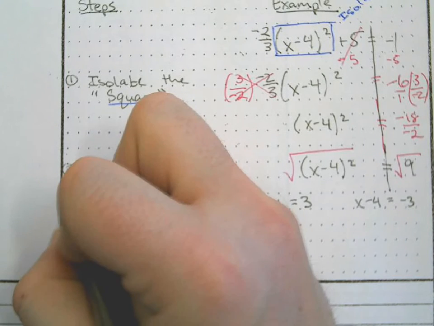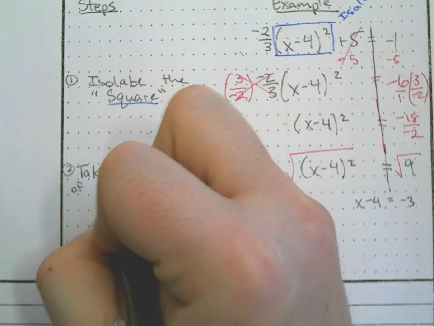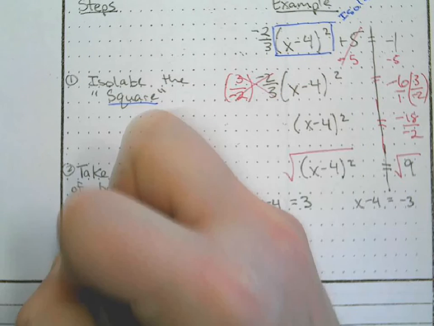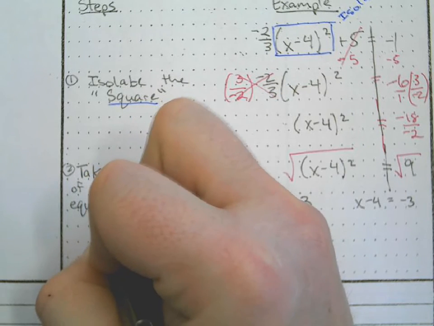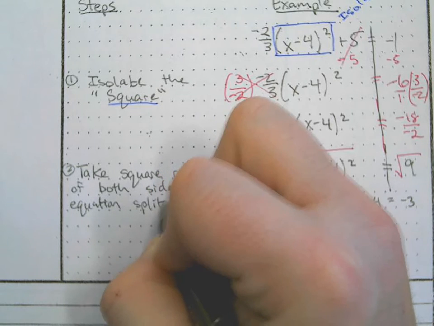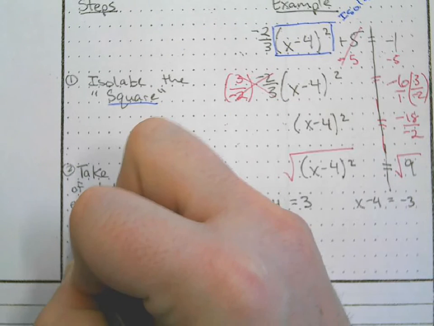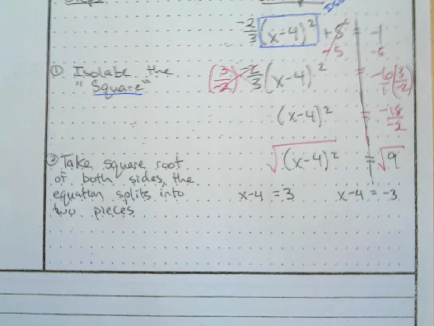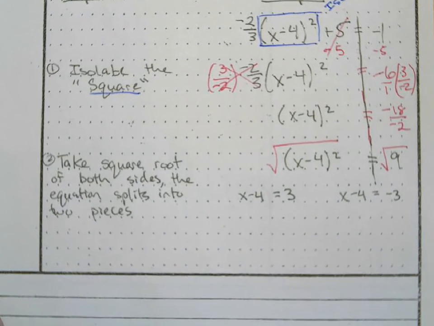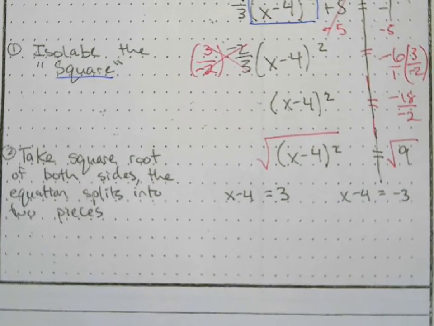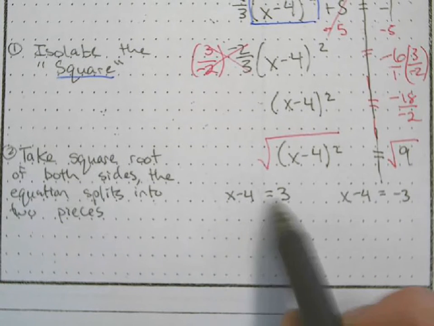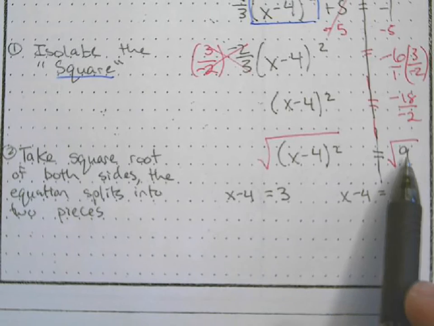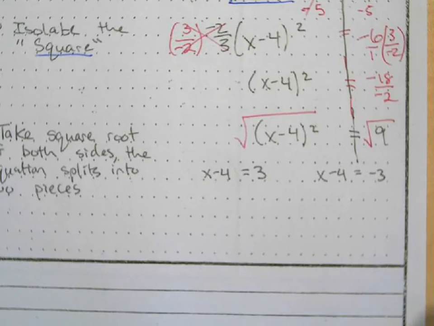So we take the square roots of both sides. The equation splits into two pieces, kind of like similar to when we were factoring and solving. We're going to split it into these two pieces. Here's my first piece, x minus 4 equals positive 3. Square root of 9 is positive 3. And then x minus 4 equals negative 3. Square root of 9 can be negative 3.